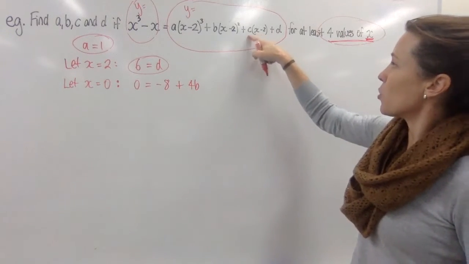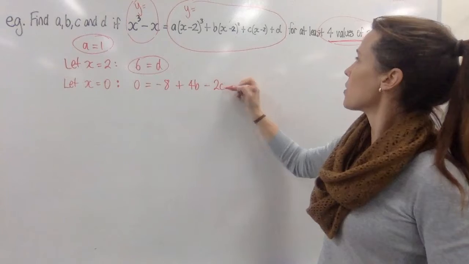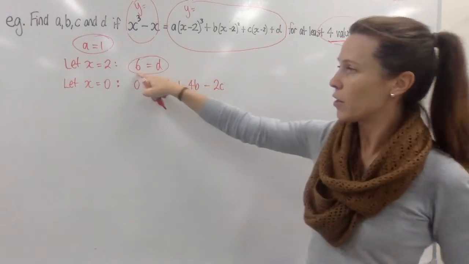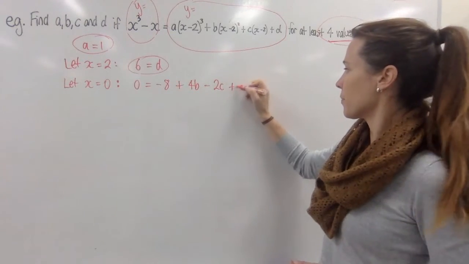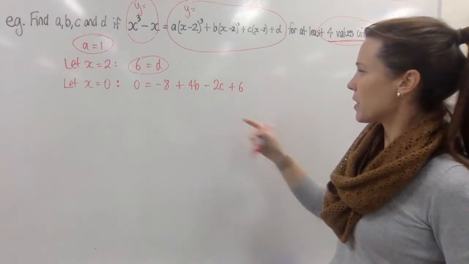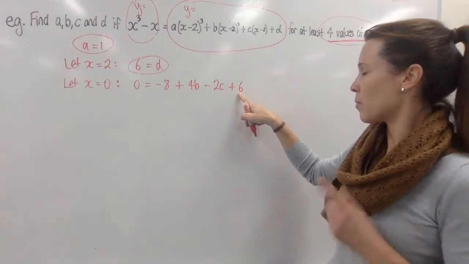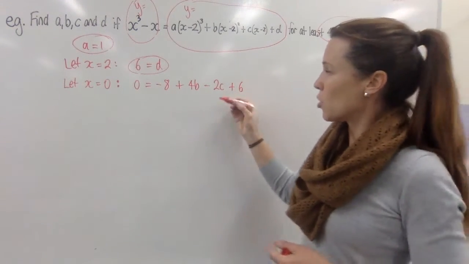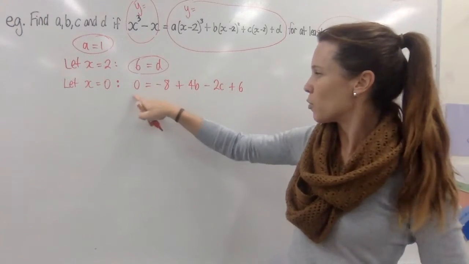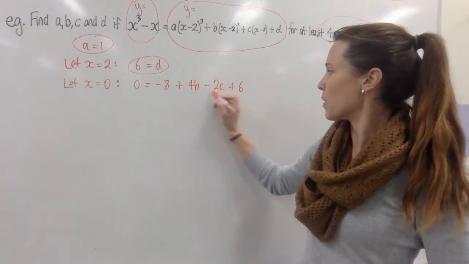Here I'll have negative 2 times c, so that gives me minus 2c. And here I've got my plus d, but I already know what that is. It's 6. Now I can tidy up and say I've got negative 8 plus 6, that's minus 2. So minus 2, I could add 2 to both sides here, which would bring the 2 over to here, and I'll just be left with this part.